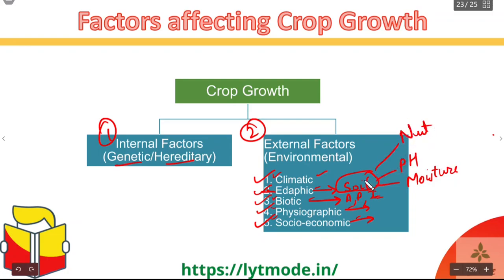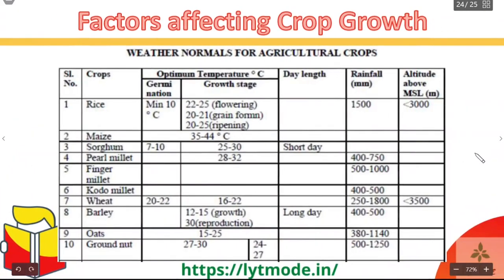All of those are edaphic factors. Okay, so moving ahead, the factors which affect the crop growth. Now all of these factors are theoretical, they've been discussed in the theory, but there is one aspect which I wanted to discuss separately with you with these factors, which is the optimum temperatures and the optimum rainfall. Okay, number one the temperature, and number two the rainfall.